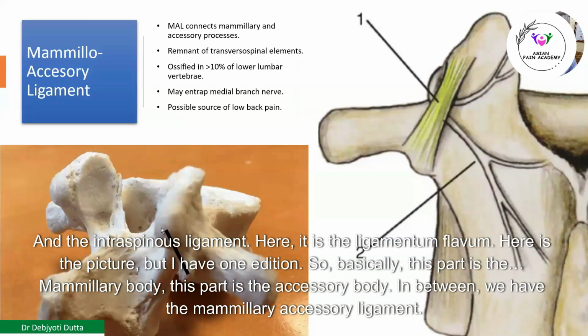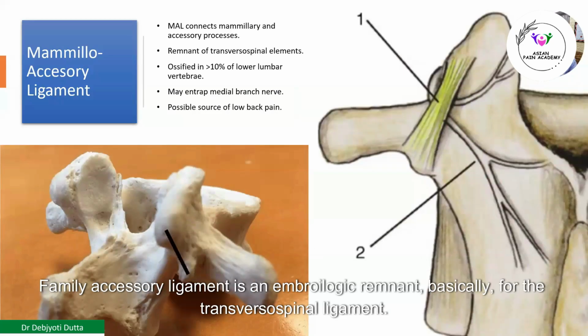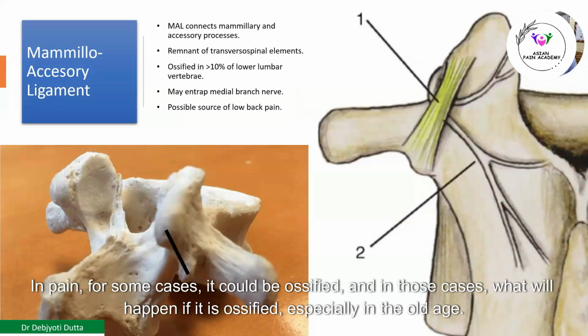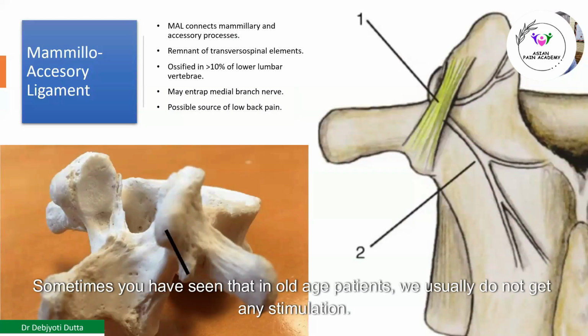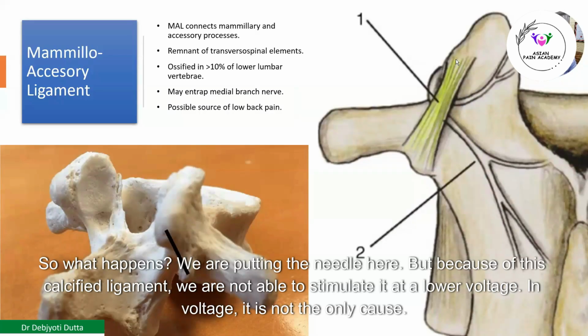So basically, this part is the mammillary body, this part is the accessory body. In between, we have the mammillo-accessory ligament. The mammillo-accessory ligament is basically an embryologic remnant of the transverse spinal ligament. In 10% of cases, it could be ossified, and especially in old age, sometimes you have seen that in old age patients we usually do not get any stimulation. What happens? We are putting the needle here, but because of this calcified ligament, we are not able to stimulate it at a lower voltage.